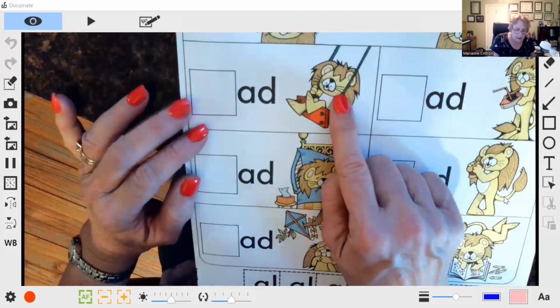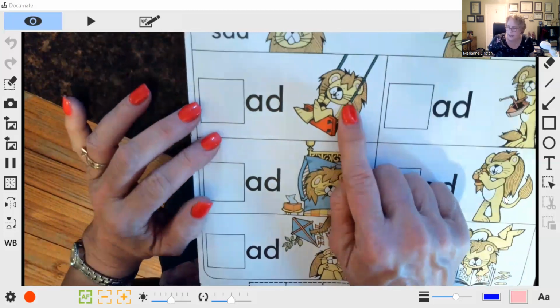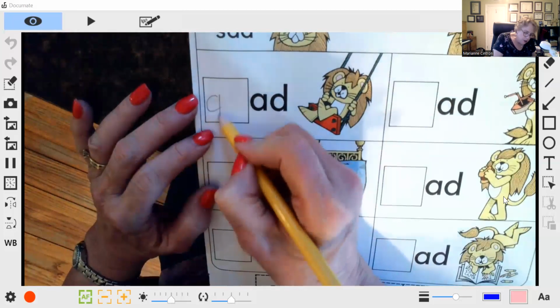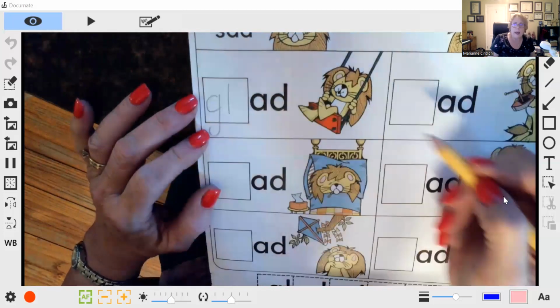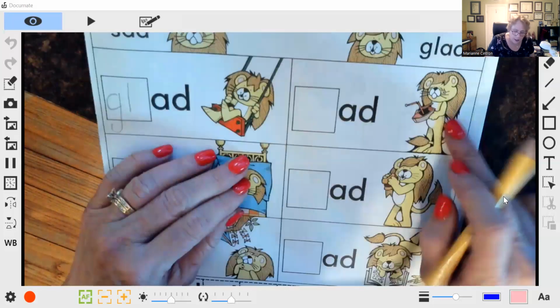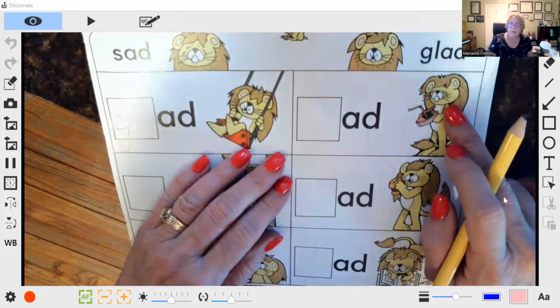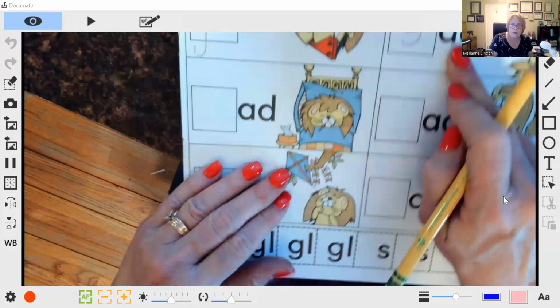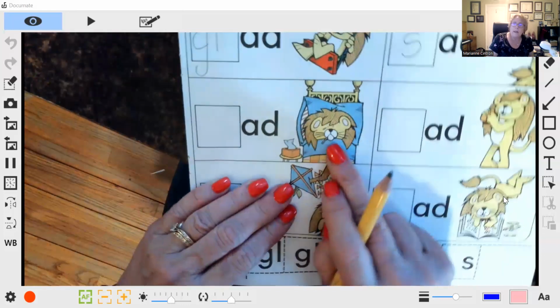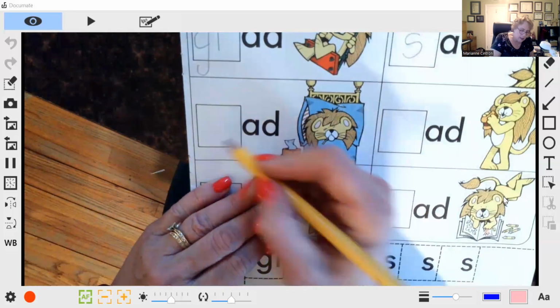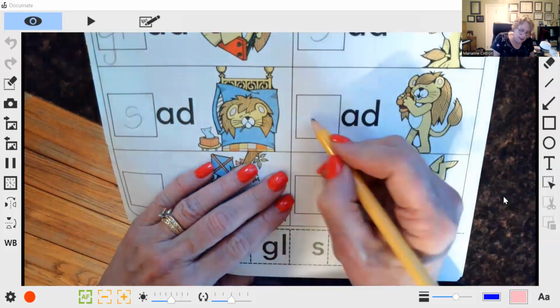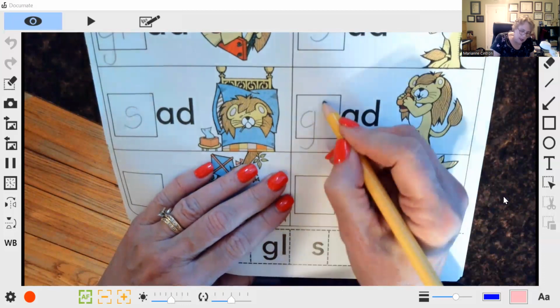So this little lion, is he glad or sad? He's glad. So let's make our C stroke with our G and our L. Glad. Go over here. Is this lion glad or sad? He is sad. Try to make your letters the same shape. Is this lion glad or sad? He's sick, so he's sad. Is this lion glad or sad? Well, he's eating a hamburger. He is glad. Let's make our G, L.